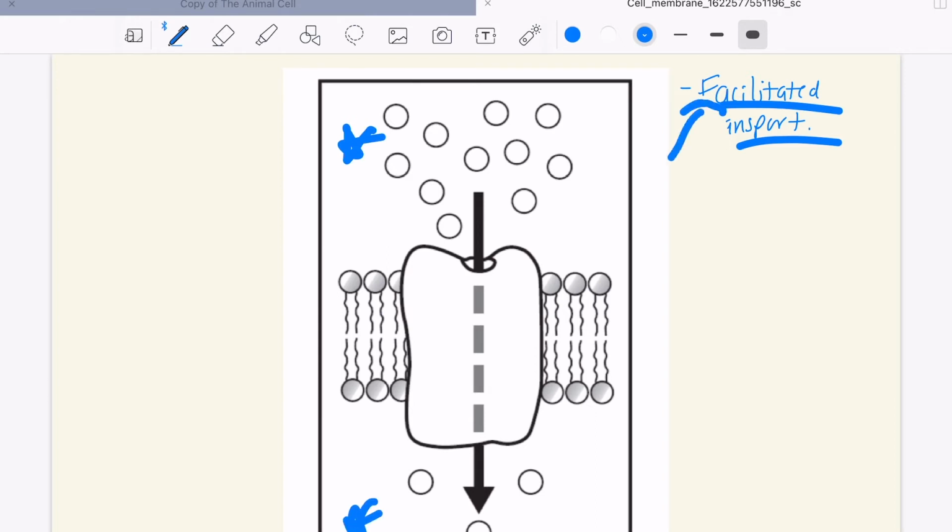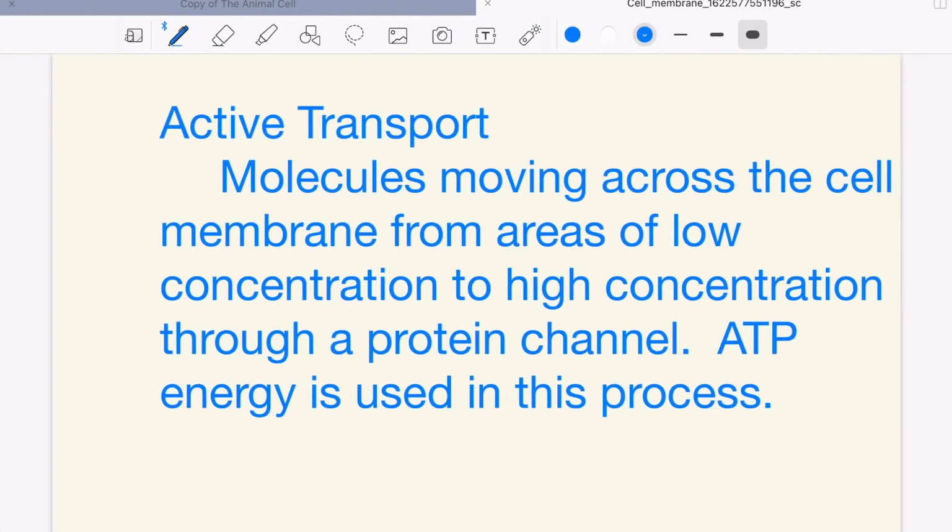It's being helped, facilitated through this protein channel. Awesome. Let's move on.